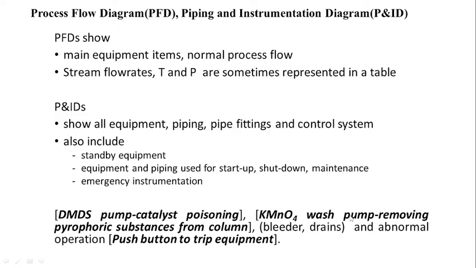And the next one is the KMnO4 wash pump. This potassium permanganate is used to prevent, after the shutdown of a plant, we will usually wash the whole column and piping with the help of potassium permanganate in order to prevent the contact of pyrophoric material present inside the column or tube with air. Can someone say what will happen if pyrophoric material gets in contact with air? Air or oxygen? Catches fire. Okay, so it catches fire.